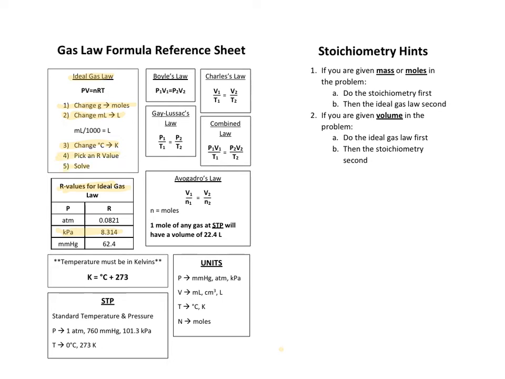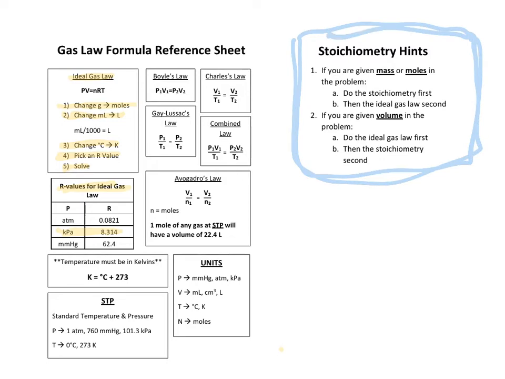The big key thing I want to point out on this slide though is this right here. We've kind of been ignoring this up until this point. Our stoichiometry hints: in this case, we are given a mass, or moles, in the problem. This gives you a little indicator as to what you're going to do first and what you're going to do second. In this case, we're going to do the stoichiometry first, and then plug it into the ideal gas law. If we were given a volume, like you'll see in number 3 on that sheet, we would do the opposite. We'd do the ideal gas law, and then the stoichiometry second.